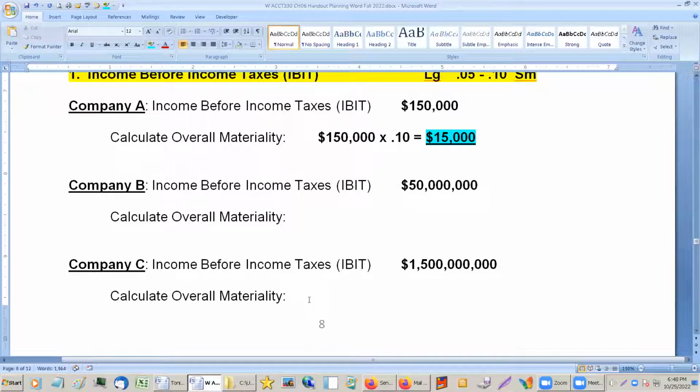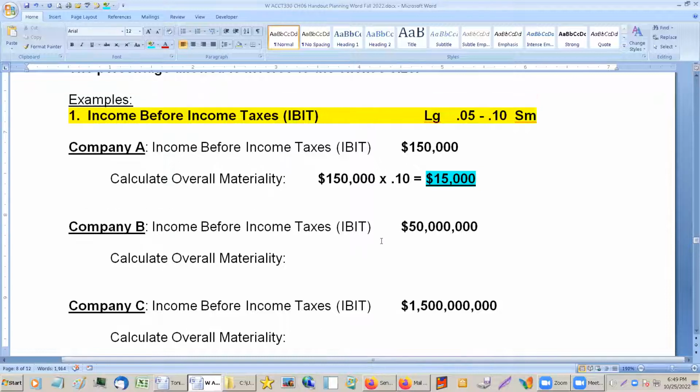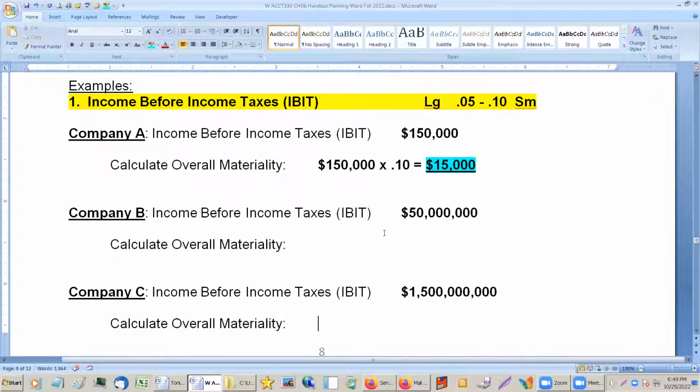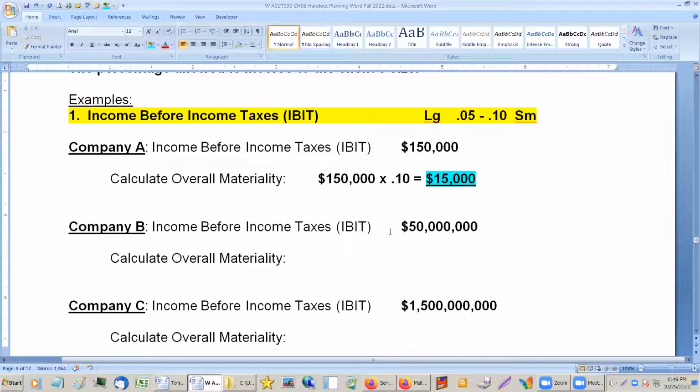Let's go down to the next one that's maybe a little more obvious, and that is this large company. $1.5 billion in income. What percentage are we probably going to use for this one? 5. Yeah, this has to be one of the bigger companies in the world, so we're going to keep them to a tighter rein as far as percentage wise, but it's still going to be a large dollar amount.